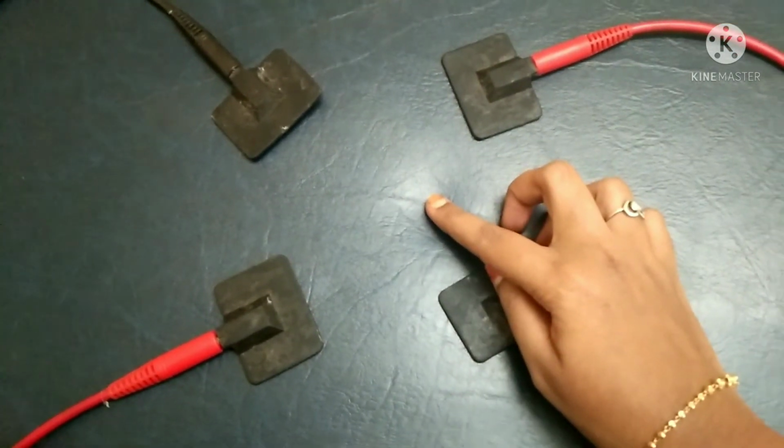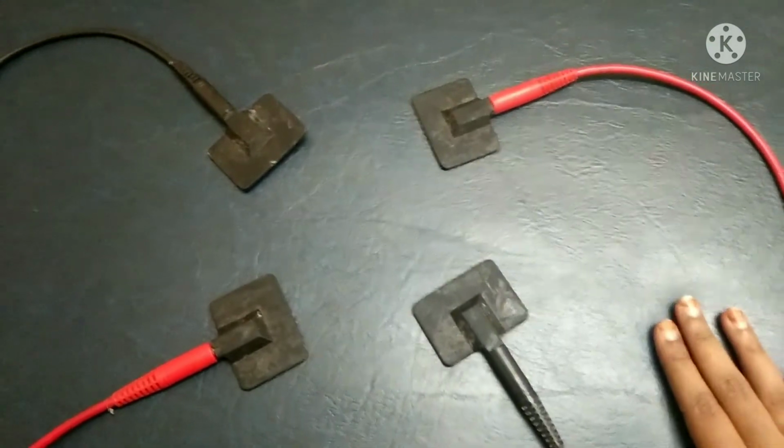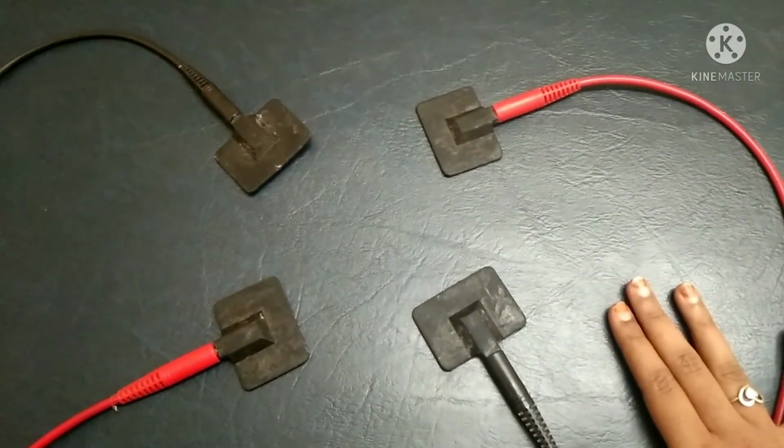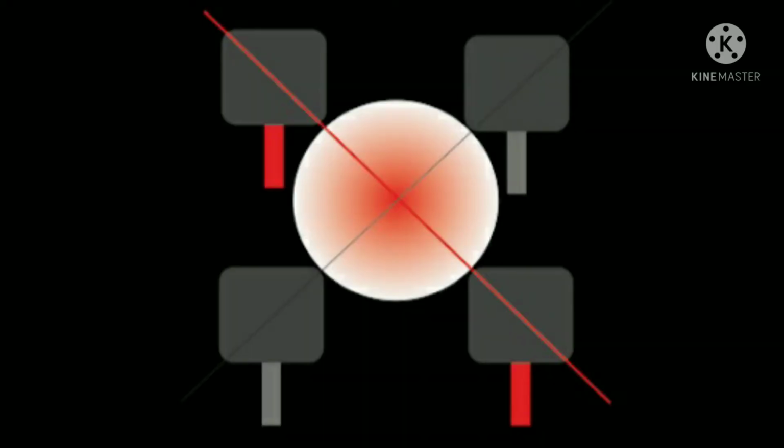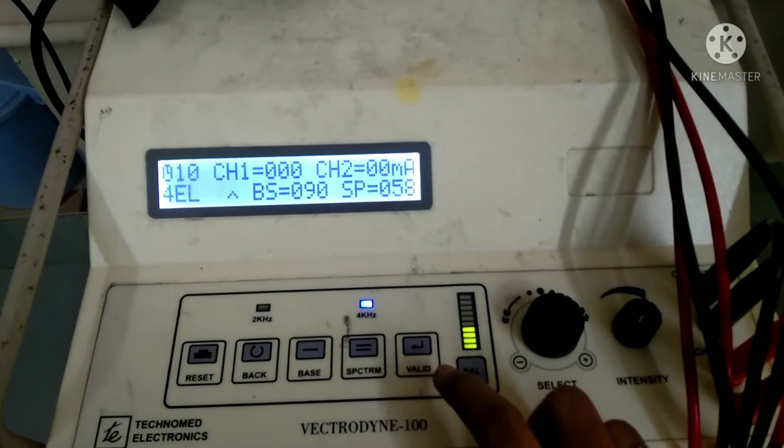This is the area which has to be treated. So the effect will be produced in the center of this region. So if this red region is the region where the pain is present, then the electrode must be placed in this manner. So this is how the IFT must be placed.